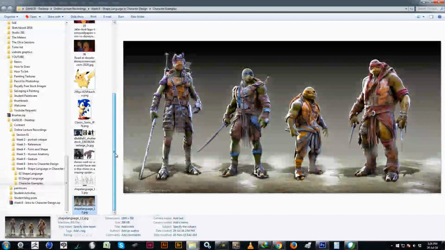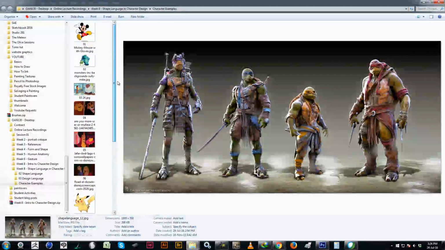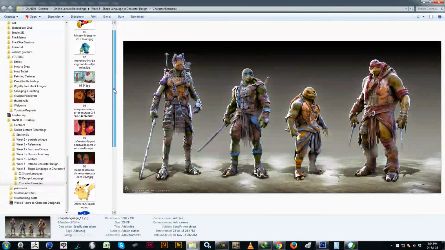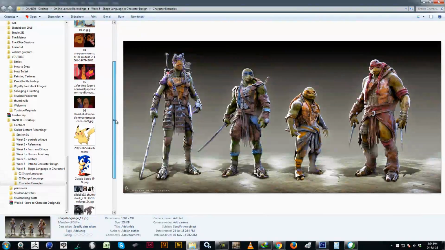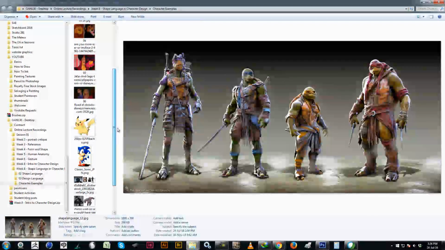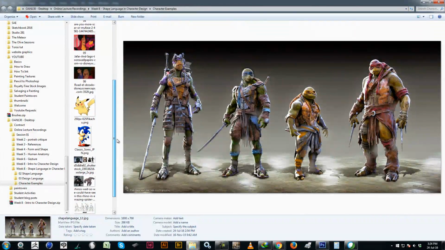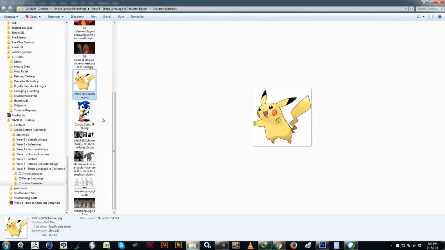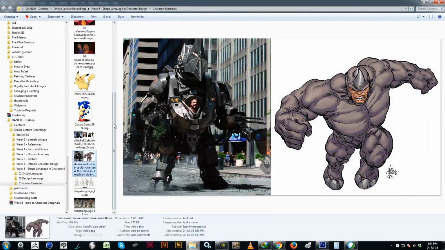What else do I got? That's basically it for the shape design. So basically, you can use the three basic shapes: squares, triangles, or circles. Or you can combine them, like we got with Sonic and Pikachu or the Rhino. You can also combine iconography.